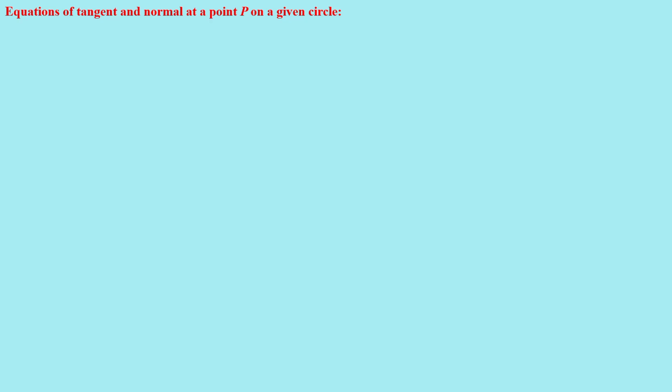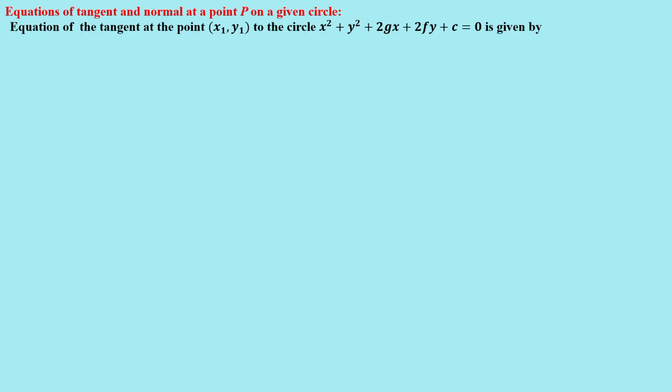Next we are going to see the equation of tangent and normal at a point P. The equation of the tangent at a point (x1, y1) to the circle x² + y² + 2gx + 2fy + c = 0 is given by x·x1 + y·y1 + g(x + x1) + f(y + y1) + c = 0. We'll see the proof.